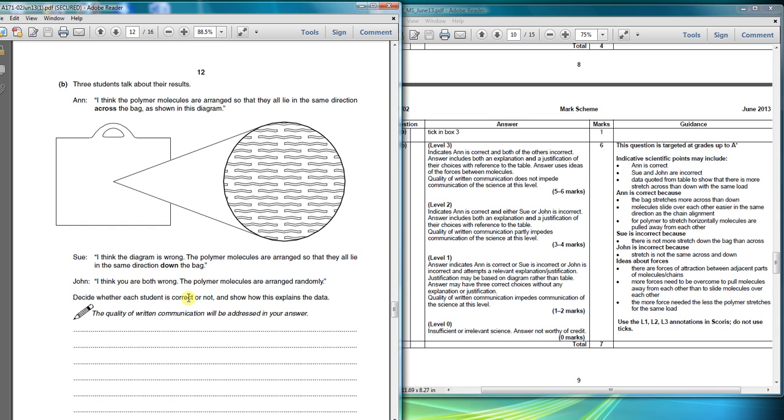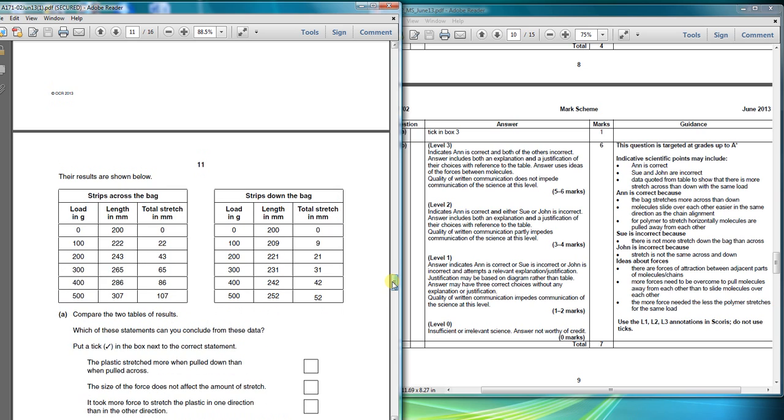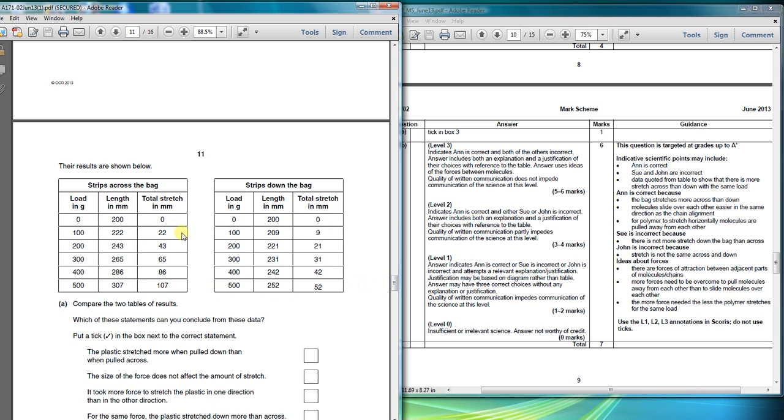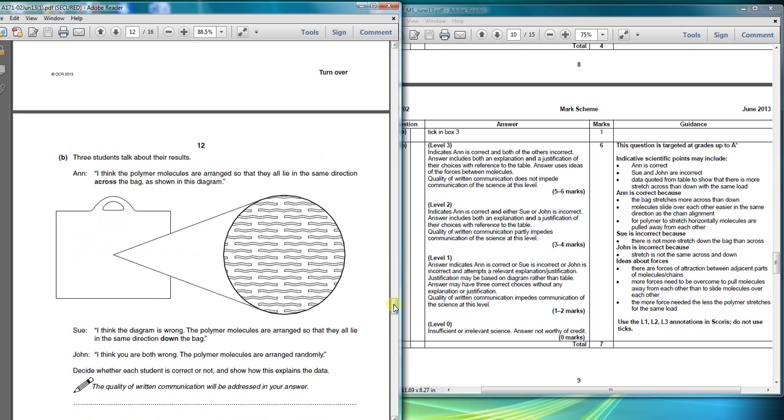The key bit of science to deciding who is correct, well, let's start with John. John says, I think you are both wrong. The polymer molecules are arranged randomly. This is the easiest bit. If the polymer molecules were arranged randomly, then the stretches would be roughly similar. They are not, so they must be arranged in a particular pattern. So John is wrong. You can say, and quote data from the table. For example, at 500 grams across the bag it stretched 107, whereas at 500 grams down the bag it stretched only 52. This is very different, so John cannot be right. There you have decided that John is wrong, and you've used the data in the table to explain.